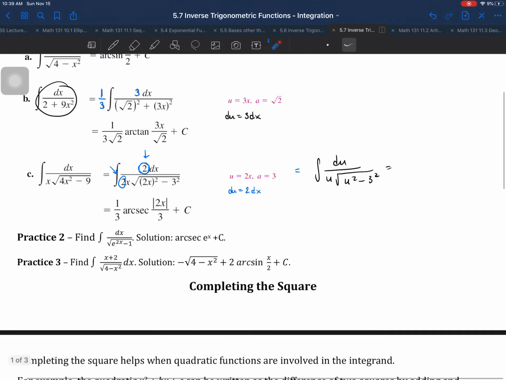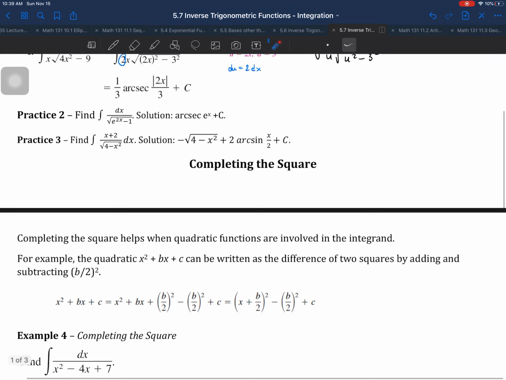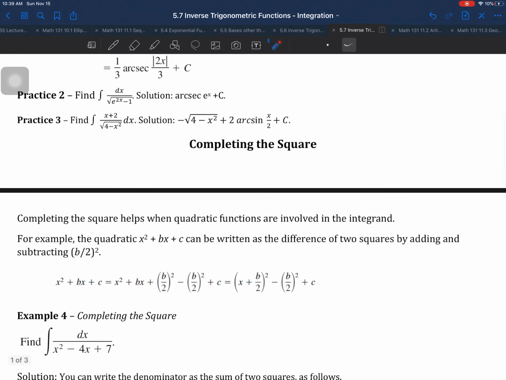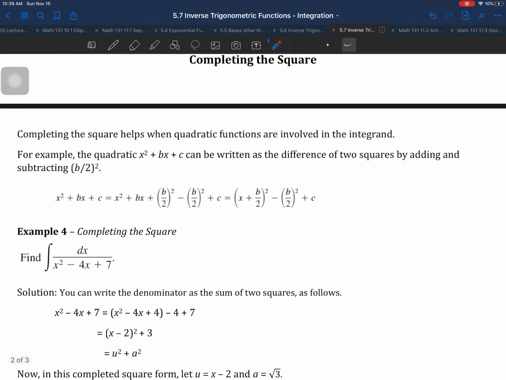So there you go. Now I gave you guys here 2 practice problems to try. Here are the answers for you to check.